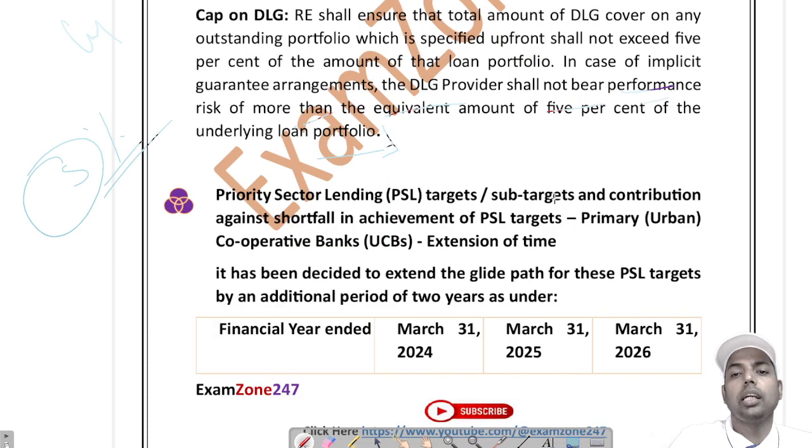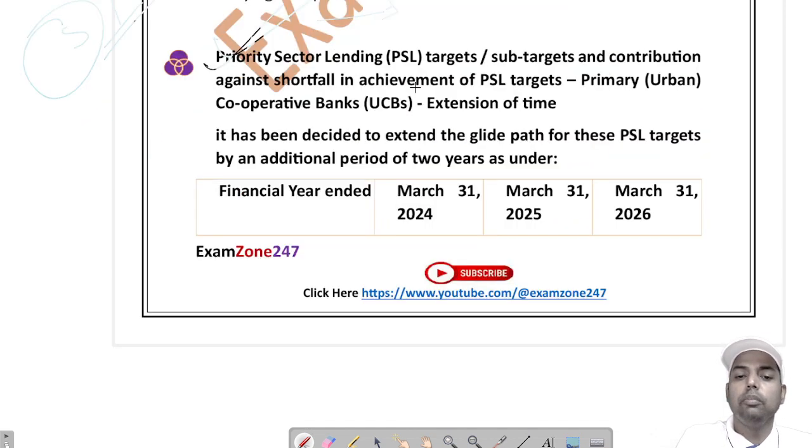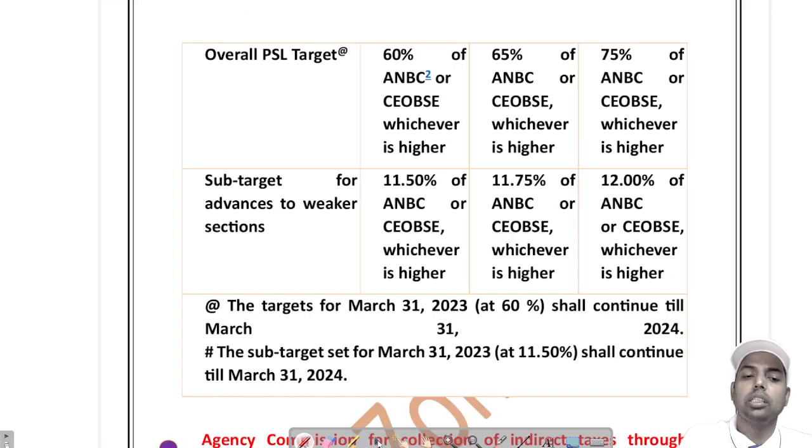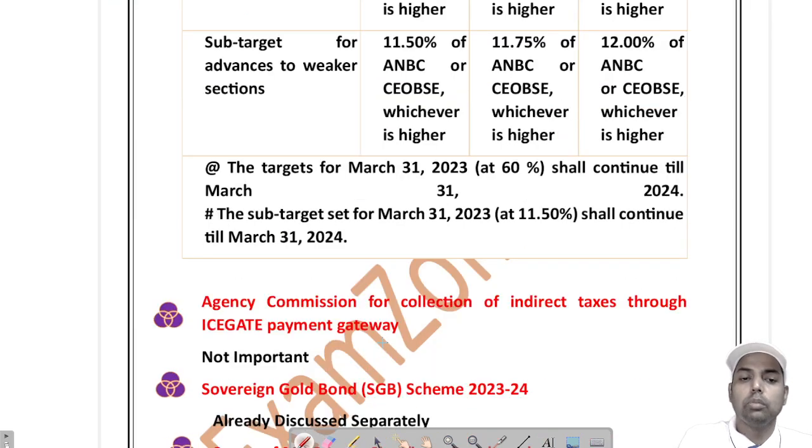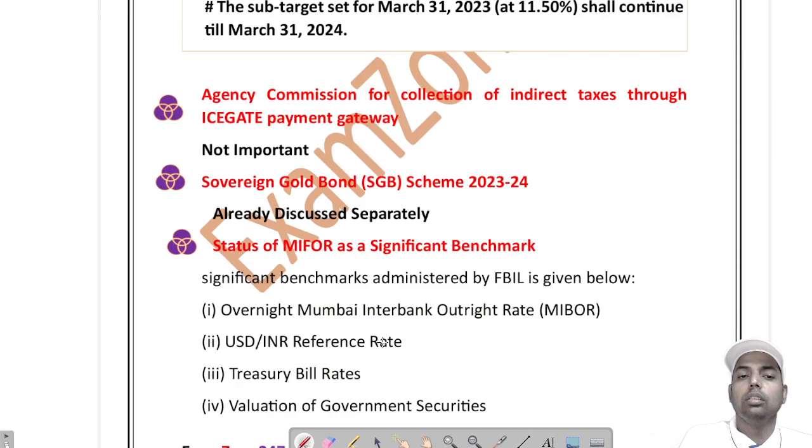Priority sector lending targets for urban cooperative banks. You can study these. I already shared these things in priority sector videos. There are 1, 2, 3, 4, 5, 6 parts. Only negotiable warehouse receipt has been revised. Else nothing is revised, you can go through the video and study it. The PDF will be shared, don't worry at all, and you can study the PDF. You can take a print, you can put it in mobile, and go through it.